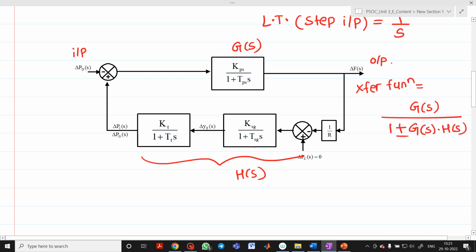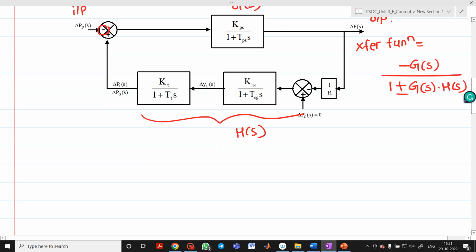Now please remember, here the input is negative. What is this? Input is negative, so it will be minus G(s) upon 1 plus G(s) into H(s). Okay, so why is this plus there? Because when the input is negative, it will be opposite here: 1 plus G(s) into H(s). So I will write it here directly as, therefore, output is Delta f of s.